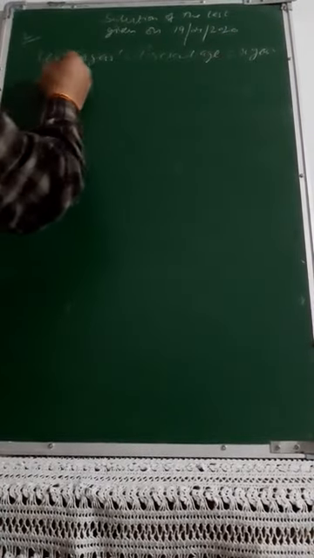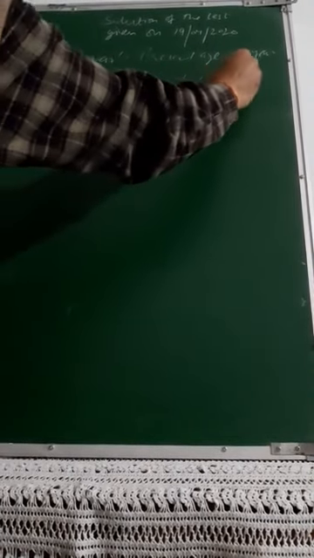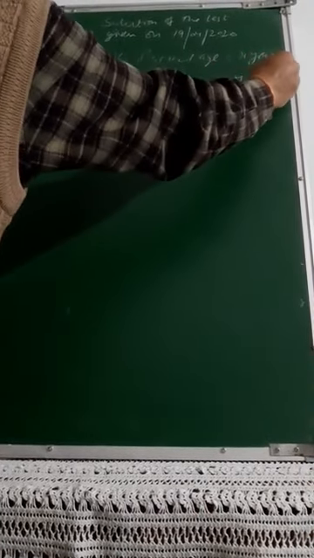Let Sagar's present age. So Sagar's present age you can take is equal to x years, and let Tina's present age. So Tina's present age you can take is equal to y years.